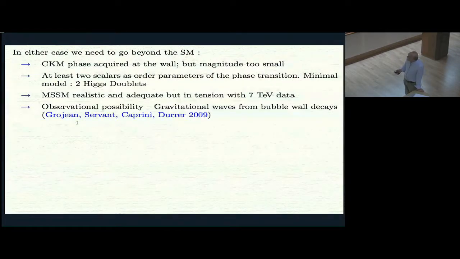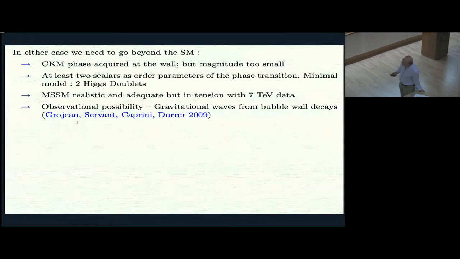So those are the statements, but the problem was the CKM phase required was also too small in the standard model. So there was a need to go beyond the standard model because the CP violation phase was too small. You could invoke a 2 Higgs doublet model and it works. The MSSM is realistic, but the MSSM itself is now becoming doubtful.